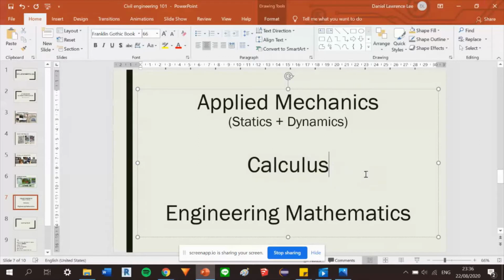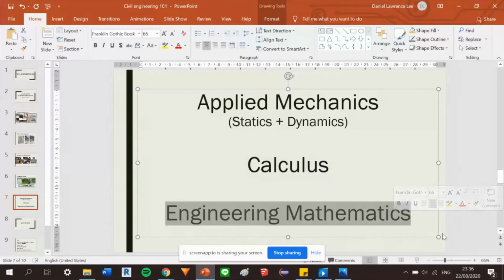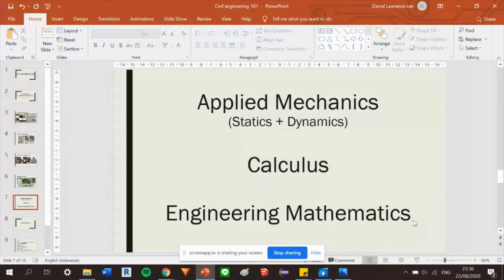Well, you had calculus in high school, but it's more advanced here because it's going to be very important for you, like limits, derivatives, and integration. This is the basic stuff, but very crucial. And then the next one is Engineering Mathematics, where you deal with matrices and differential equations. Well, there's no point in me explaining it right now, but yeah, you're going to face it later on.